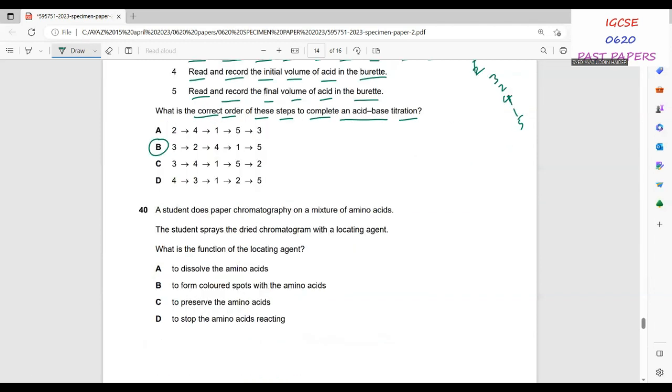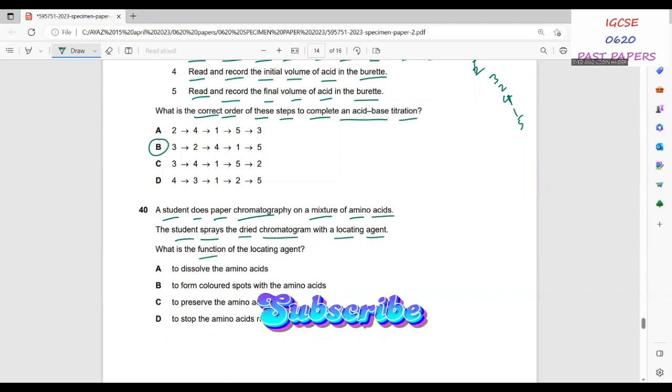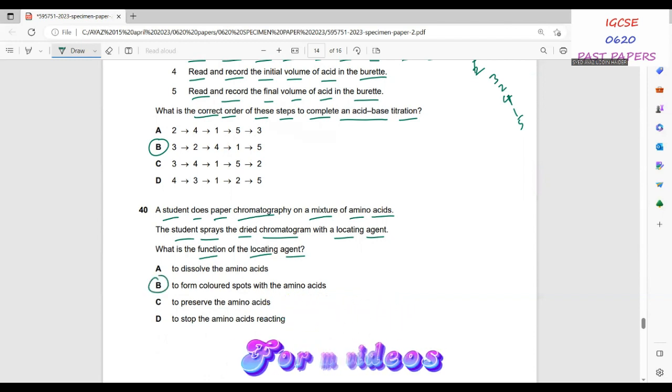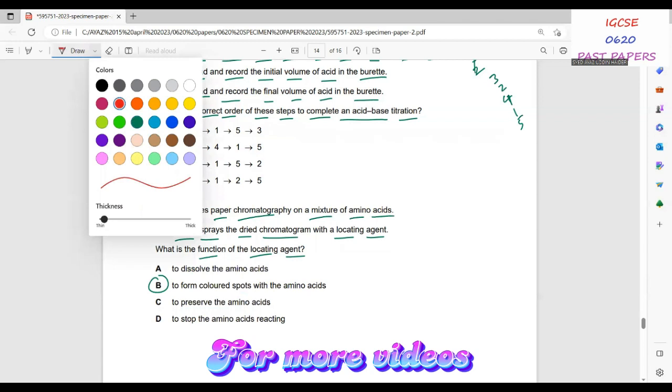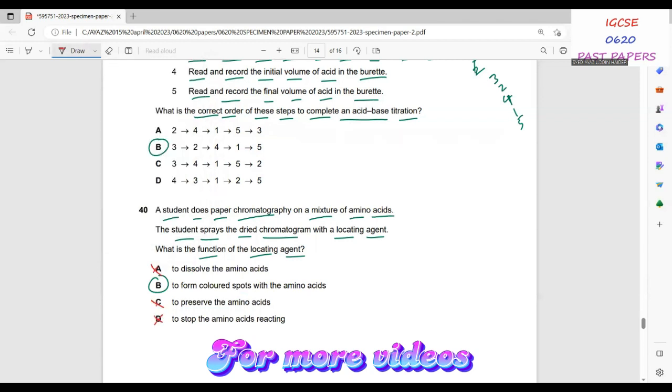40. A student does paper chromatography on a mixture of amino acids. Student sprays a dried chromatogram with a locating agent. What is the function of the locating agent? It forms colored spots with the amino acids. So only choice B will be the right one here. Other choices are incorrect.